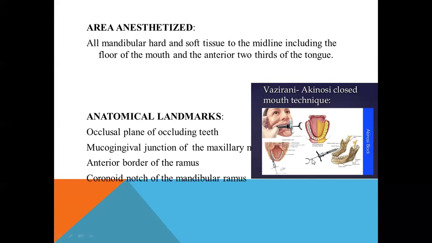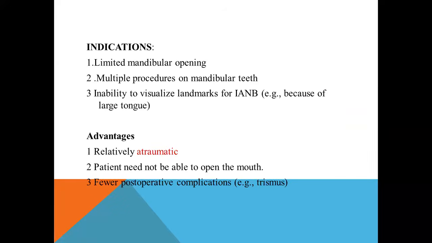See, this picture shows the anatomical landmarks in detail: the occlusal plane of the occluding teeth, the mucogingival junction of the maxillary molars, the anterior border of the ramus of the mandible, and the coronoid notch. Indicated when the patient is having trismus and multiple injuries on mandibular teeth, or inability to visualize the landmarks. Advantages: relatively atraumatic. The patient need not be able to open the mouth, because this is a closed mouth technique and doesn't require opening of the mouth.